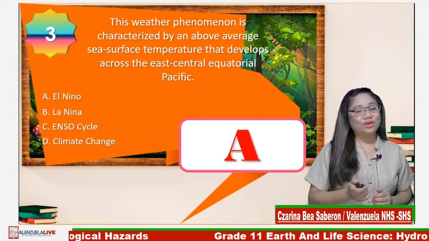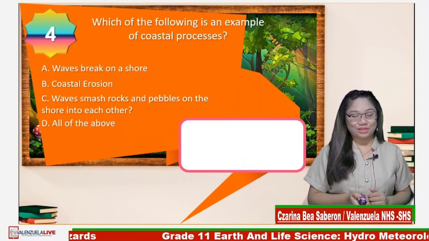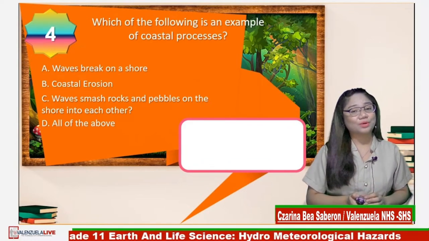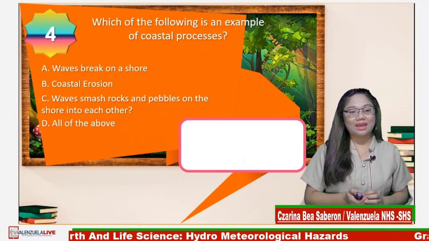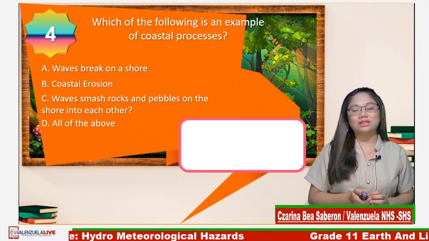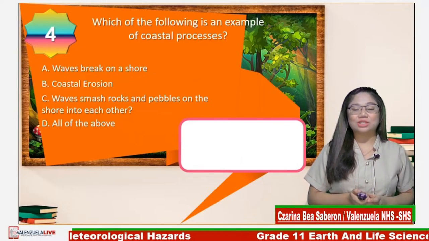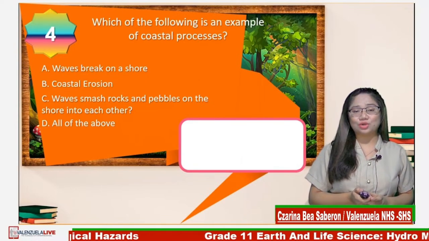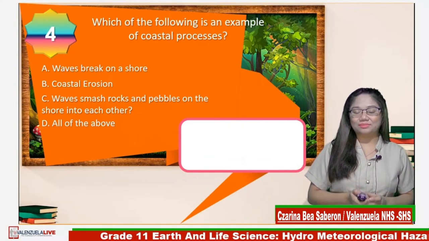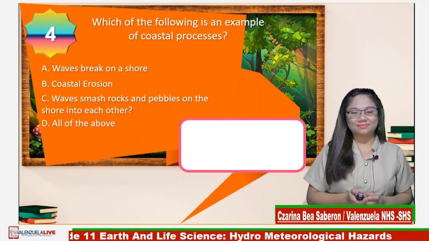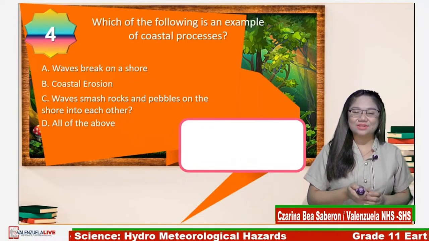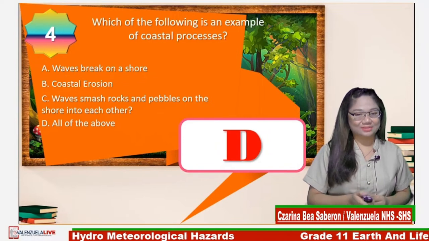Now, for the fourth question, which of the following is an example of coastal processes? A, waves break on a shore. B, coastal erosion. C, waves smash rocks and pebbles on the shore into each other. Or D, all of the above. Well, of course, the answer is letter D.